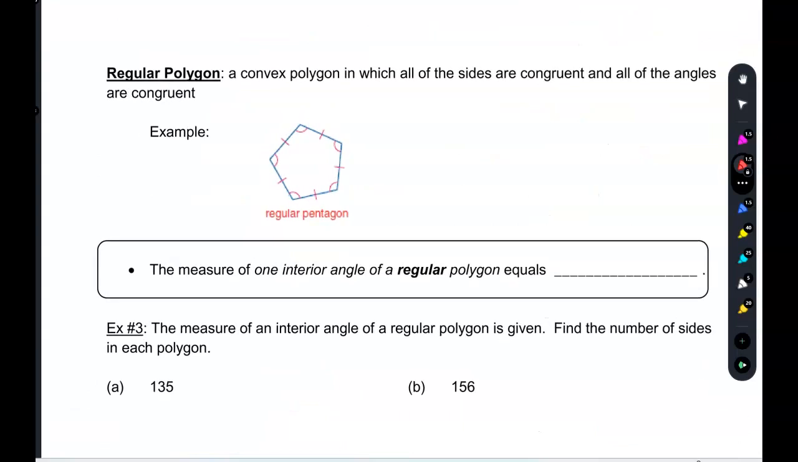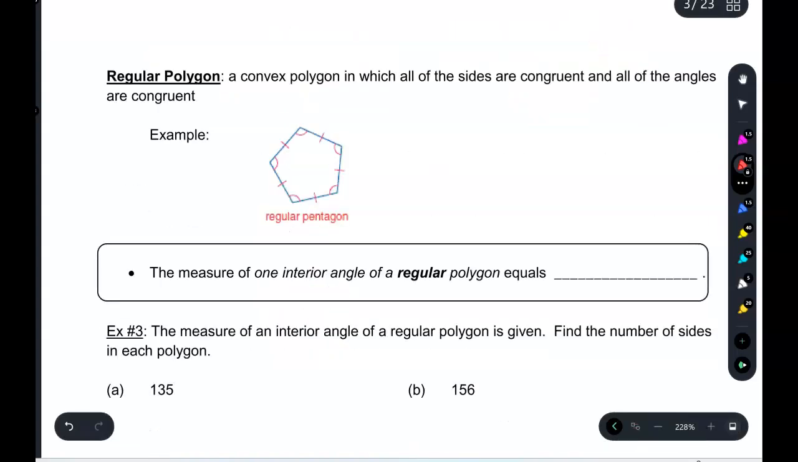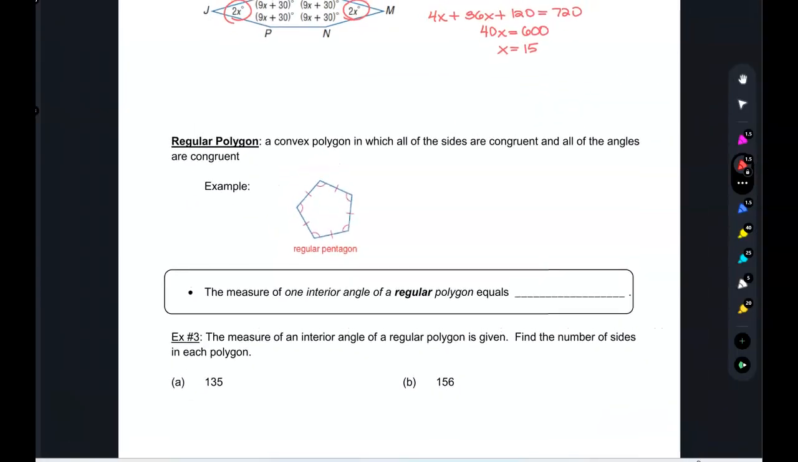All right, regular polygon. Remember regular? Oh, did I go too fast? You got it? Did you get it, Sophia?